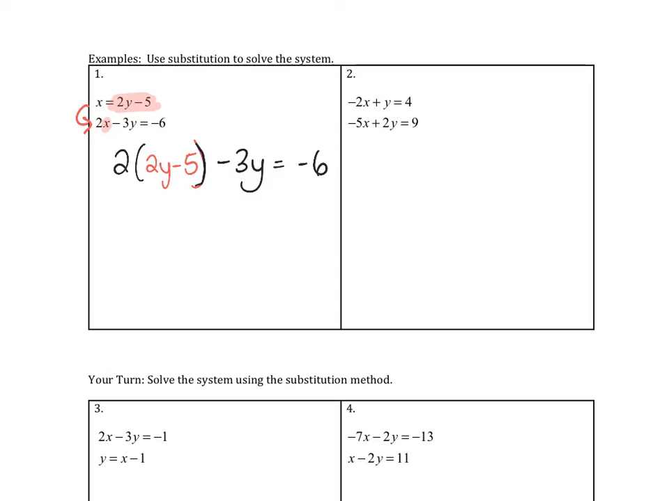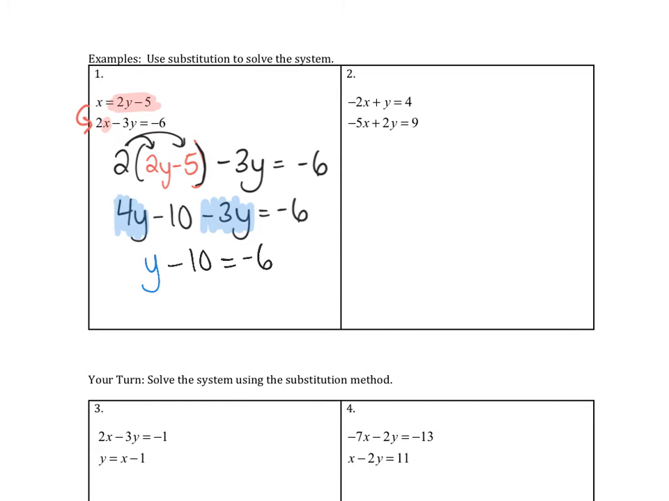And this is where it gets a little bit trickier, and you have to recall how to solve equations like what you did back in multi-step equations, like back in Algebra 1. So first I'm going to get rid of the parentheses. I'm going to take this 2 and multiply it into both pieces. So I have 4y minus 10 minus 3y is equal to negative 6. Then I'm going to combine like terms. Notice that I have a 4y minus a 3y. So 4 minus 3 is just y, minus 10 is equal to negative 6. I'm going to add the 10 onto both sides, and I'm left with y equals 4.